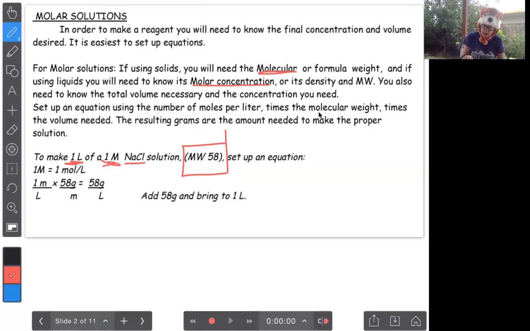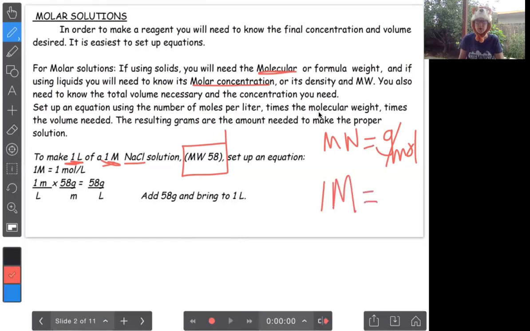So molecular weight is always in grams per mole. Okay, so 58 grams per mole. We're going to carry our units, and so they're showing us what's 1 molar. That's 1 mole in 1 liter. What's 2 molar? 2 moles in 1 liter, etc. Okay, so 1 molar, right?